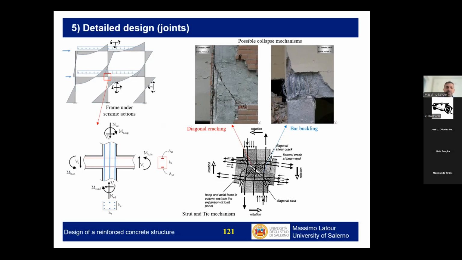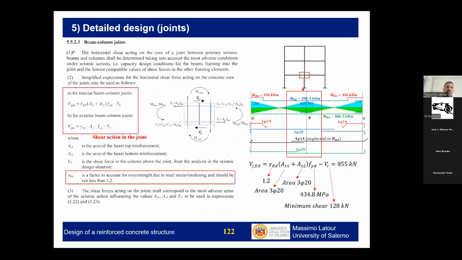So the idea is that basically we take the shear forces in the joint and we try to overstrength also the joint. To do so, this is one of the criteria which is given in the current version of Eurocode 8. So the shear force acting in the joint, VJED, is equal to gamma RD times the sum of the area of the bars which have to be yielded, times FYD. So basically, the yielding of the bars is what will happen in the beam in the seismic loading situation.